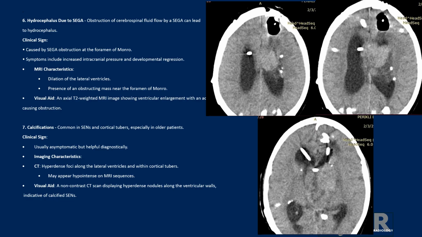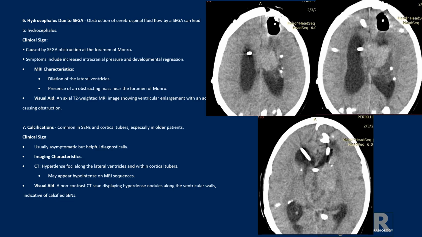MRI characteristics: we see dilation of the lateral ventricles and the presence of an obstructing mass near the foramen of Monro. The best visual aid would be an axial T2 weighted MRI image showing ventricular enlargement with the mass causing obstruction. On the right, we have some CT images showing a mass arising from the left lateral ventricle and causing dilation of the ventricles due to the obstruction of the foramen of Monro.